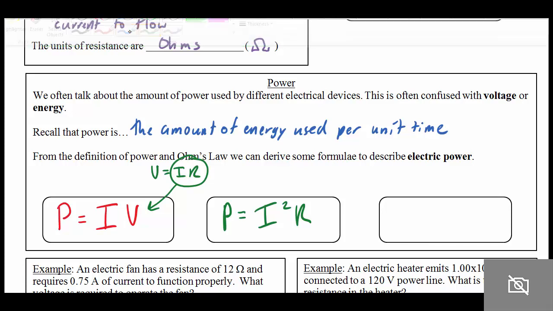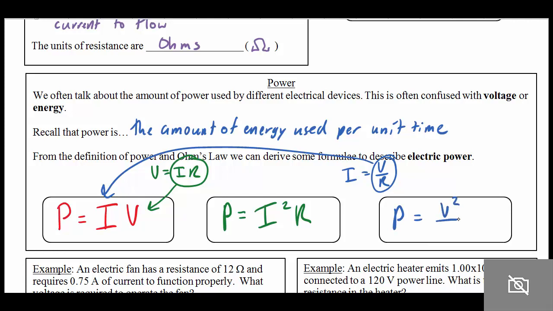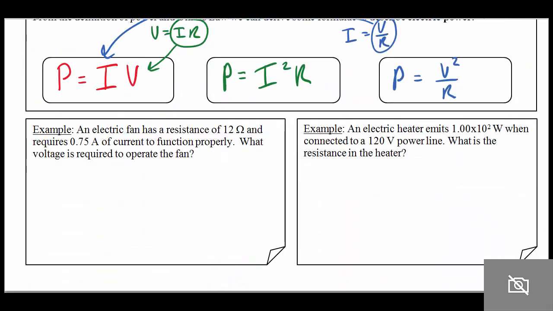Another version of Ohm's law, just to rearrange things, we could say that I equals V over R. And so if we substitute this in here for current instead, we get a third version of our formula which says power is equal to V times V divided by R, which is V squared over R. So any of these three formulas will allow us to calculate the power. It really just depends on what we know about the circuit, whether we know the voltage or the current or the resistance. So here's two examples I want you to try.